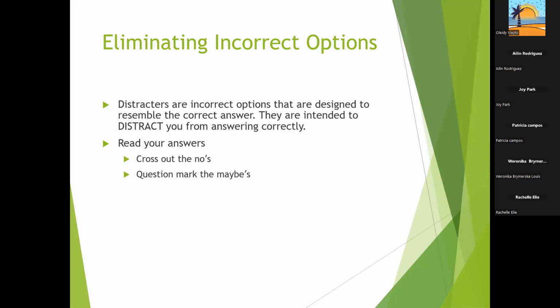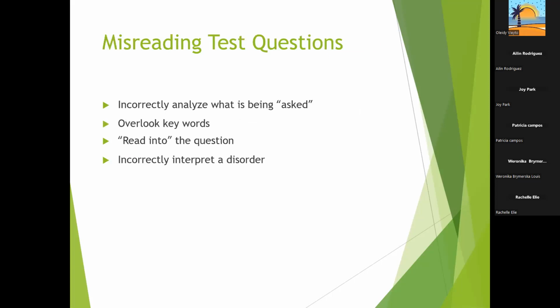Read your answers, cross out your no's, get it down to 50-50. Okay. And make sure you don't misread the test questions. Make sure you read them carefully so you understand what is being asked. Do not overlook keywords. Sometimes during the test, oh, I missed that word. I missed first. I missed priority. I missed bright red. Okay. Again, don't read into the question. Everything that you need to answer the question is there for you.